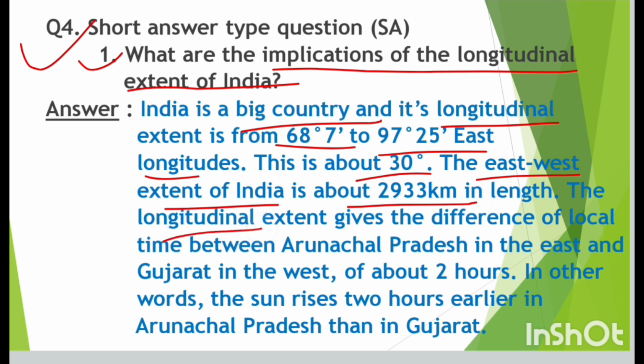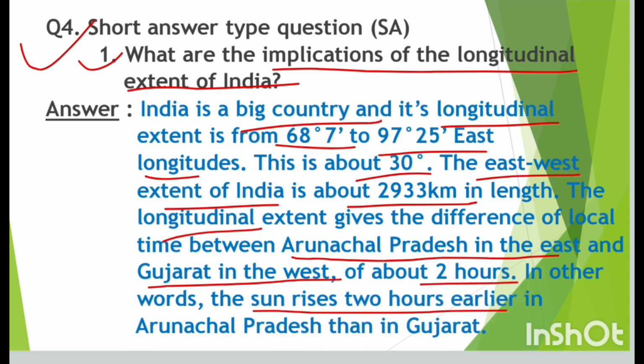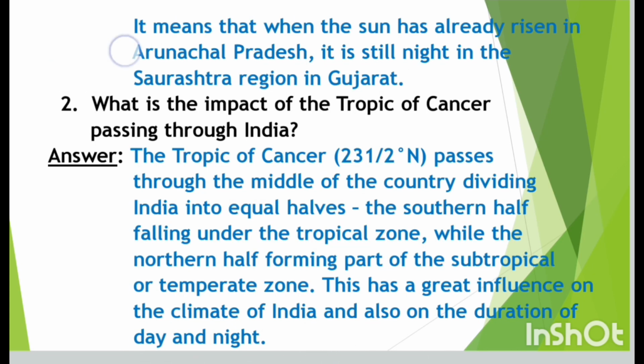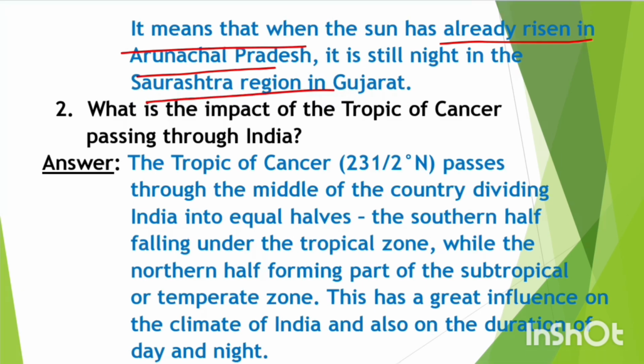The longitudinal extent gives a difference of local time between Arunachal Pradesh in the east and Gujarat in the west of about 2 hours. In other words, the sun rises 2 hours earlier in Arunachal Pradesh than in Gujarat. It means that when the sun has already risen in Arunachal Pradesh, it is still night in the Saurashtra region in Gujarat. So next question, question number 2.